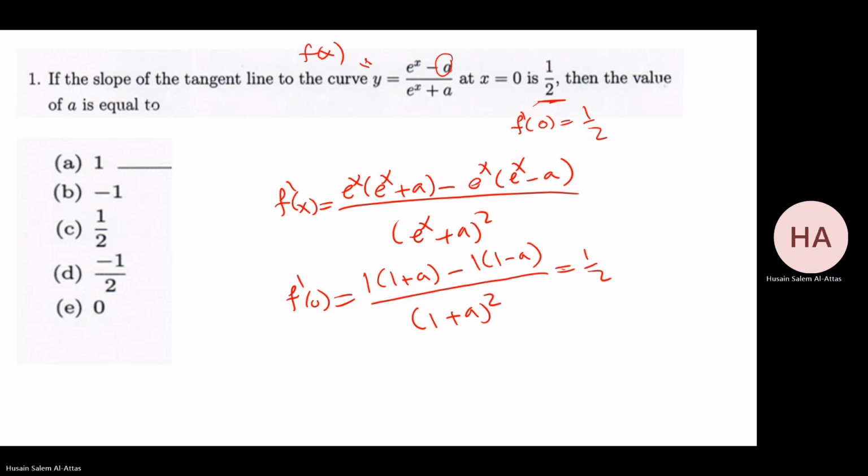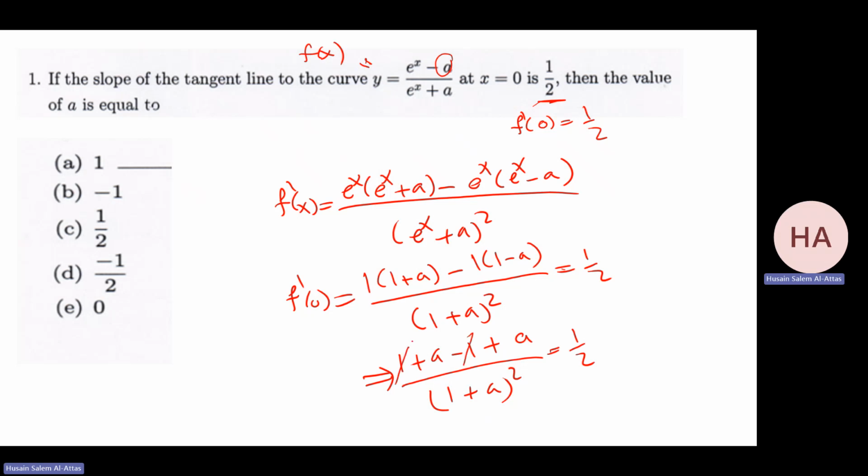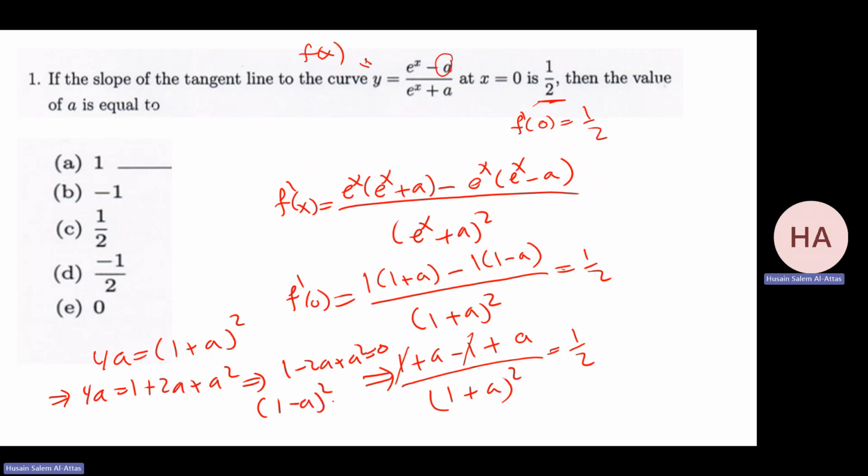That should be equal to, meaning we have 1 plus a minus 1 plus a over 1 plus a squared equal half. Then we have what? This is cancelled. So we have 4a equal 1 plus a squared. In other words, 4a equal 1 plus 2a plus a squared, or 1 minus 2a plus a squared equal 0. It will become 1 minus a squared equal 0, meaning a equal 1. So this is a equal 1.